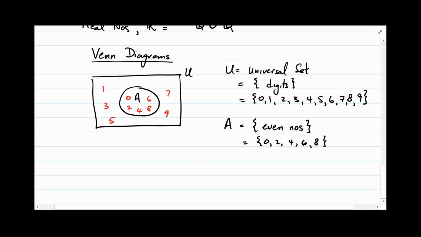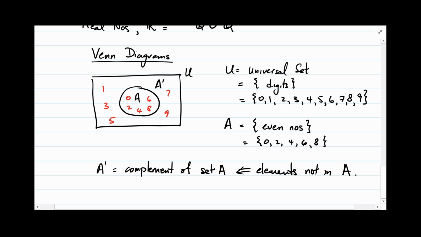are on the outside. On the outside here, so it's not in set A, we use the symbol called the complement. So A and that strike is called the complement of set A, and it contains all the elements that are not in set A. All right. So in our case, this is just simply the odd numbers.